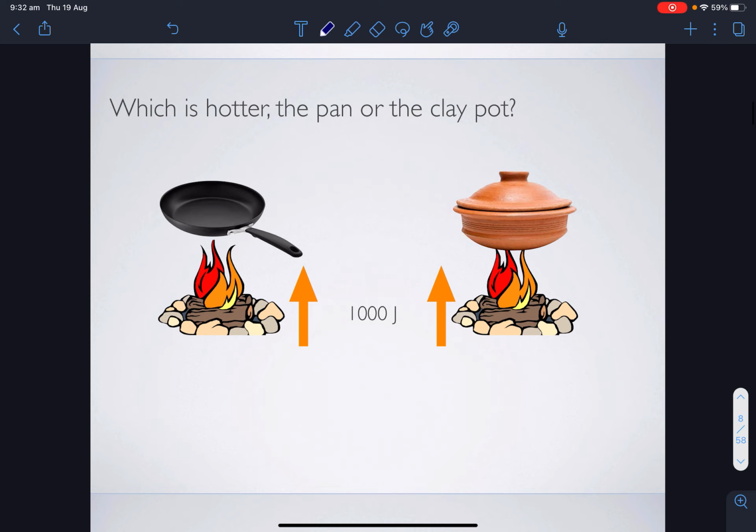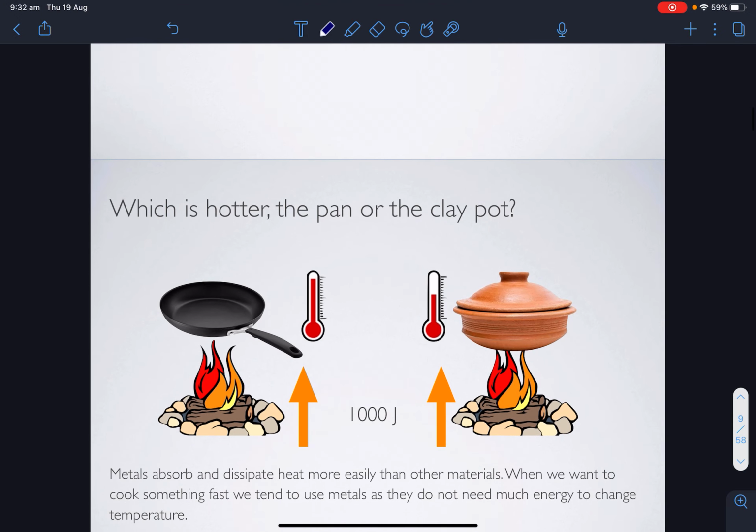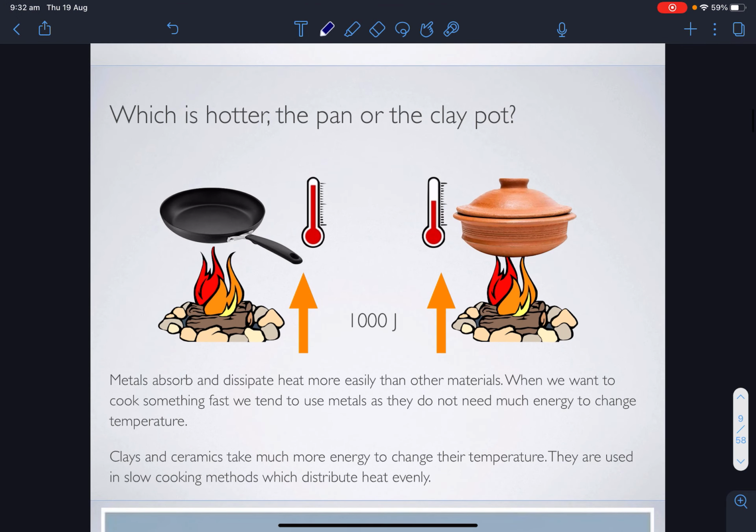Okay, so here's a little thought experiment. I've got these two pots over a fire, and this fire provides these two pots with 100 joules. Which one of these is hotter, the metal pan or the clay pot? Now, intuitively, you might have a bit of understanding to this too. We know that metals have this special property with heat, and we often cook with metals. And so metals get hotter than other materials in general with the same energies. So metals absorb and dissipate heat more easily than other materials.